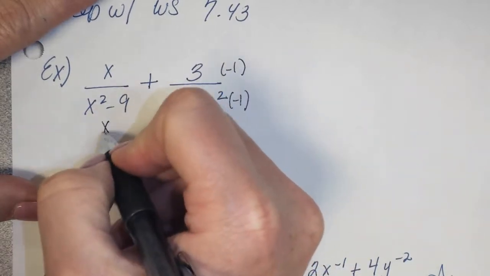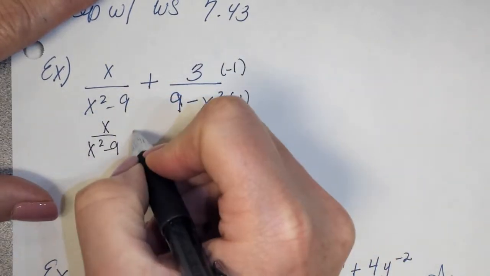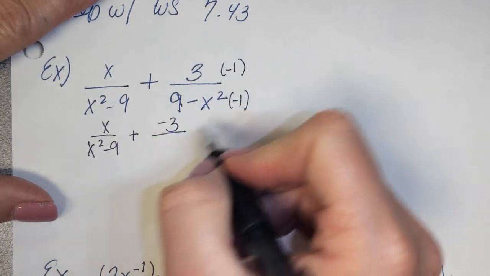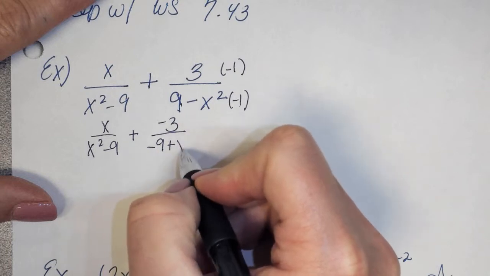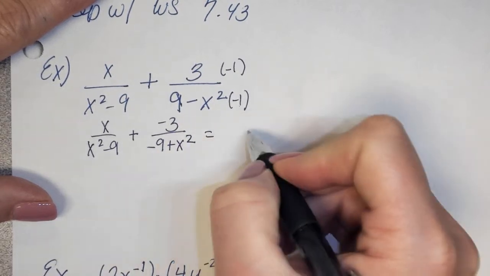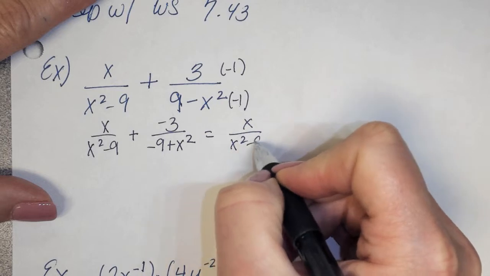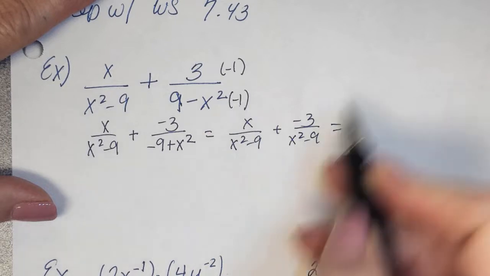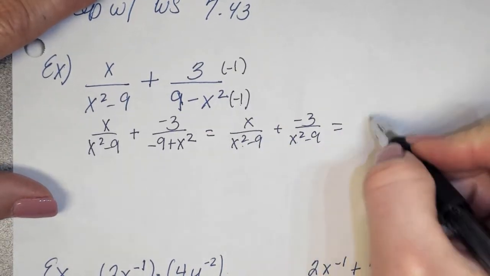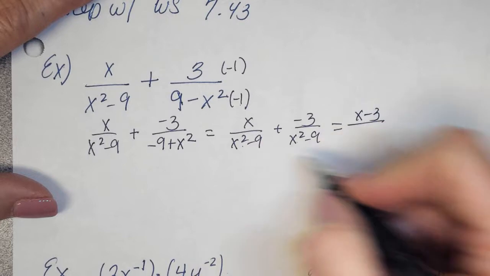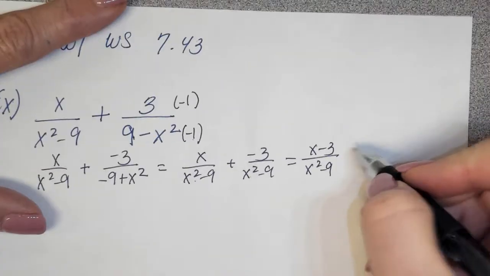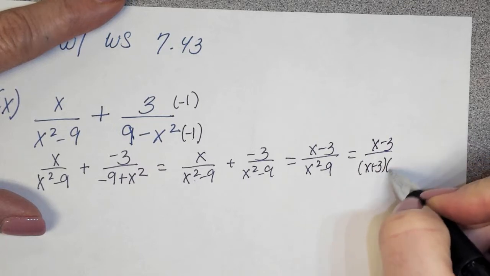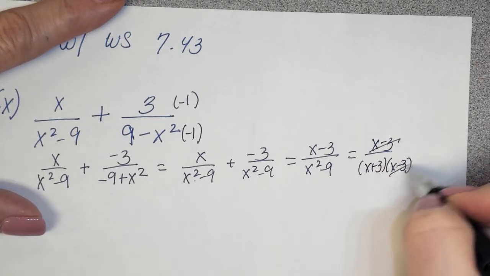When I do that, I'm going to have x over x squared minus 9 plus -3. When I multiply this by -1, I'm going to get -9 plus x squared. But I can turn that around, right? So I'm going to make those match exactly. So now they match exactly. So now I can write it as x minus 3 over x squared minus 9. And the x squared minus 9 goes down to x plus 3, x minus 3. And so now these can cancel.